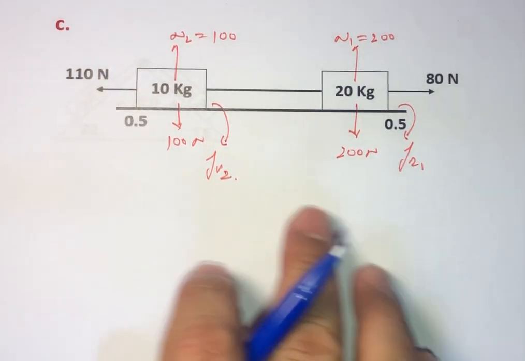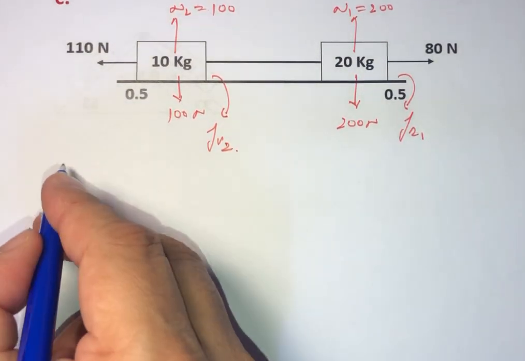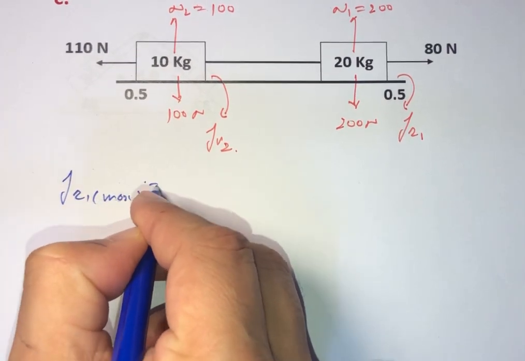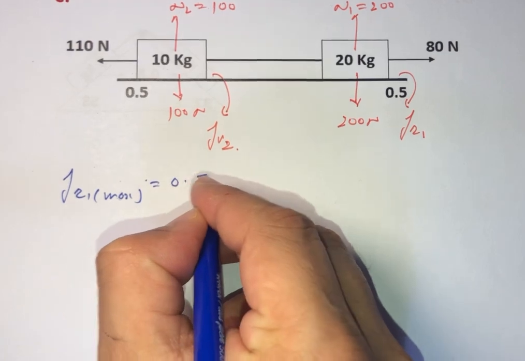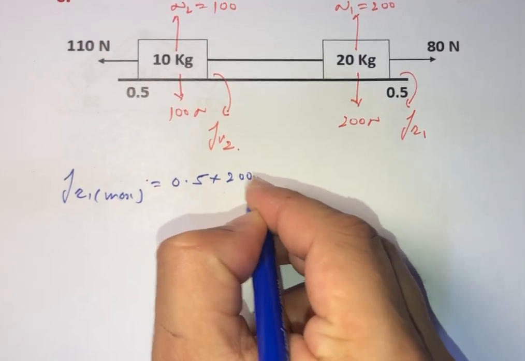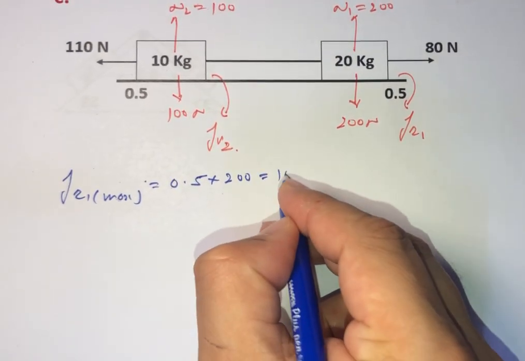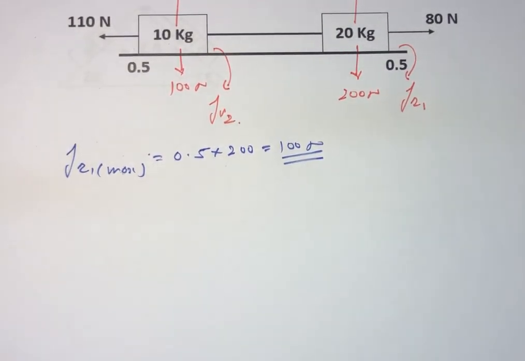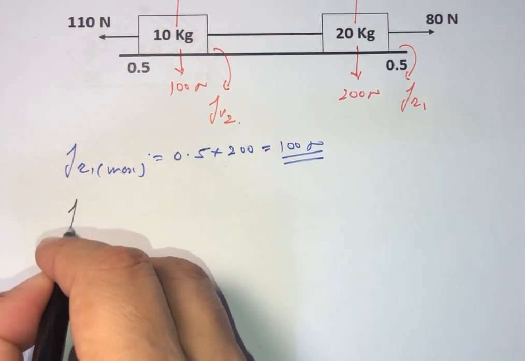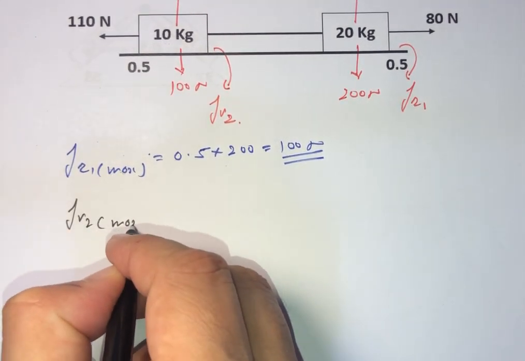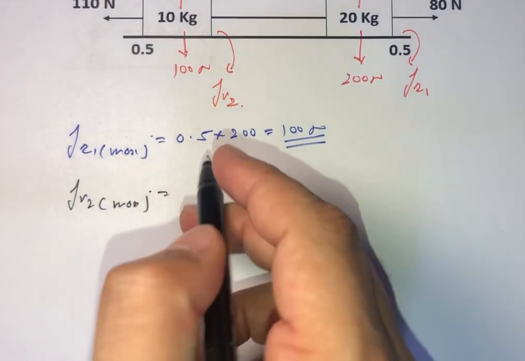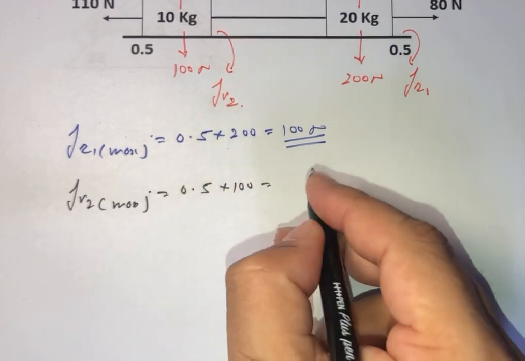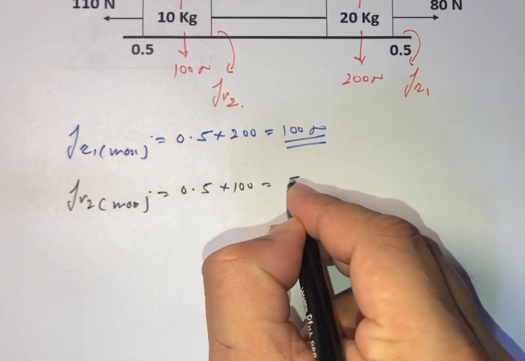So let us calculate the maximum value of respective friction values. Okay, so we can see that FR1 max will be equal to 0.5 into 200, and that will be coming as 100 Newton, and we have our FR2 max, whose value will be coming as 0.5 multiplied by 100, and that will be coming as 50.